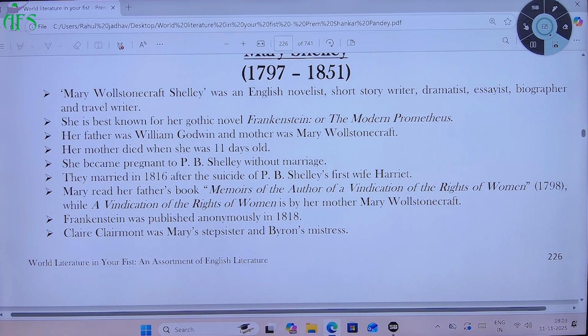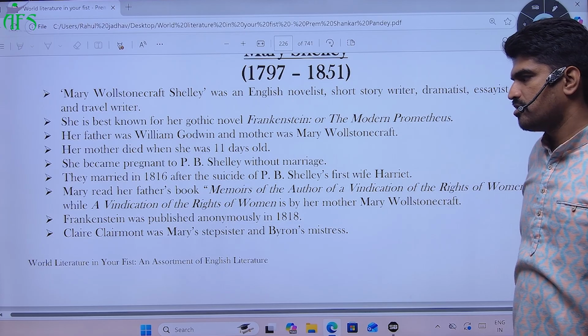She became pregnant by P.B. Shelley without marriage. They married in 1816 after the suicide of P.B. Shelley's first wife, Harriet. Mary read her father's book Memoirs of the Author of A Vindication of the Rights of Woman in 1798, while A Vindication of the Rights of Woman is by her mother, Mary Wollstonecraft. Frankenstein was published anonymously in 1818.